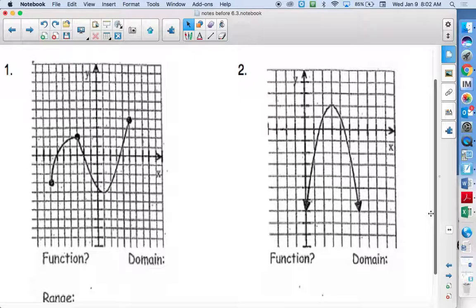First question, is it a function? Does it pass the vertical line test? Does each x have one y? So Jewel, what do you think? Is this one a function? Yeah, it is a function.